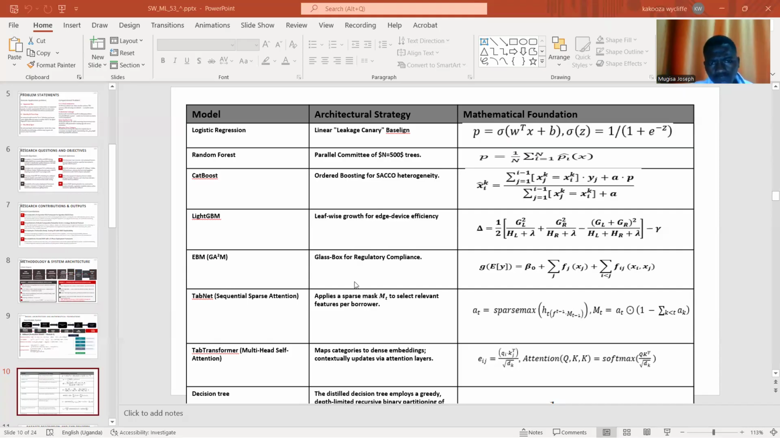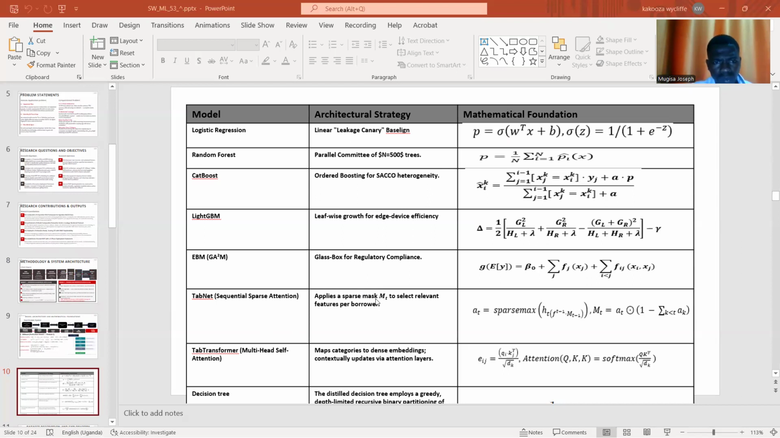So EBM learns the simple curves for each specific feature and also for pairs of features, and then later it sums all of them together. In this way, it provides the ability for someone to derive graphs for each feature and get a clear explanation of why the model is predicting whatever it's predicting.